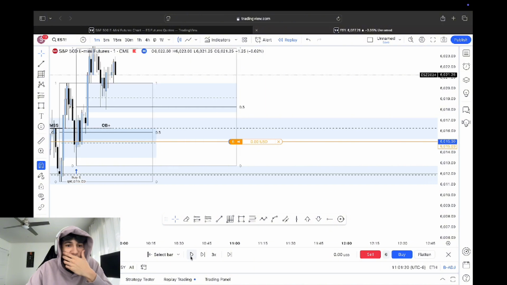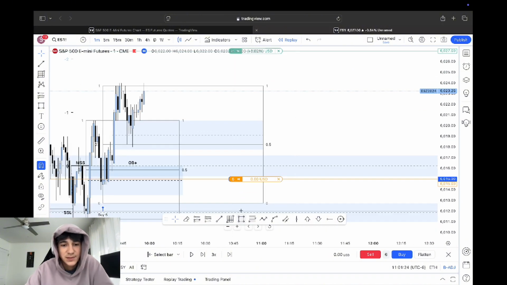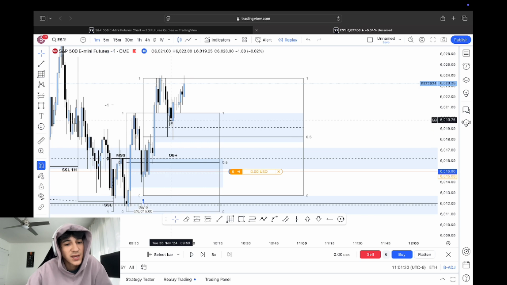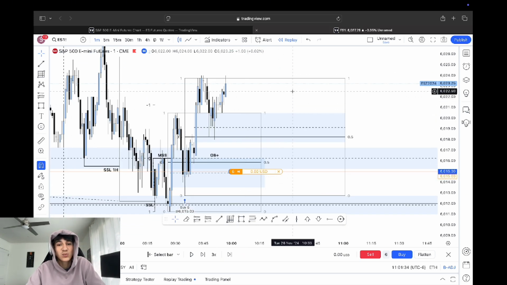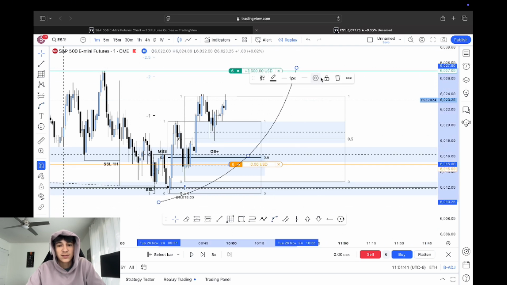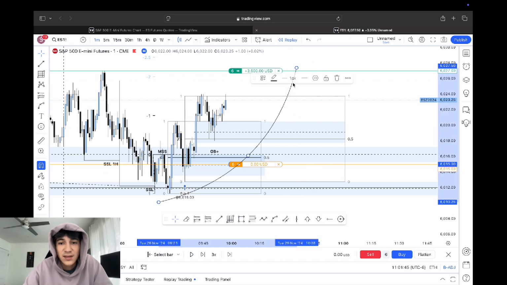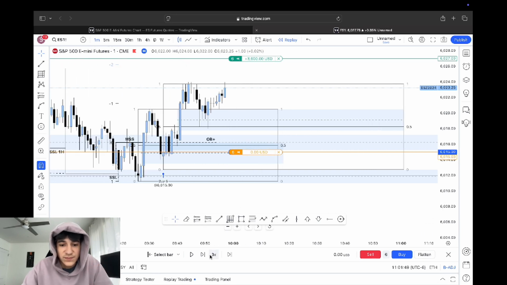Around this time, it's already like 10 o'clock, which I don't really trade this late. So I'm realistically just wanting to see price go directly to my take profit like that. That's what I would like to see, but I didn't get that. So that's why I changed my TPs.